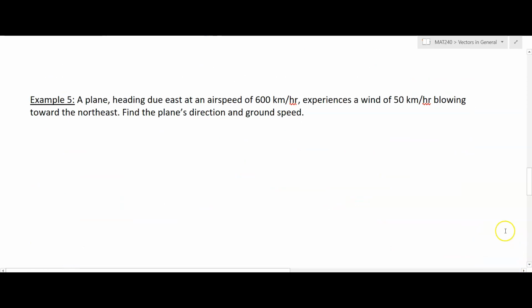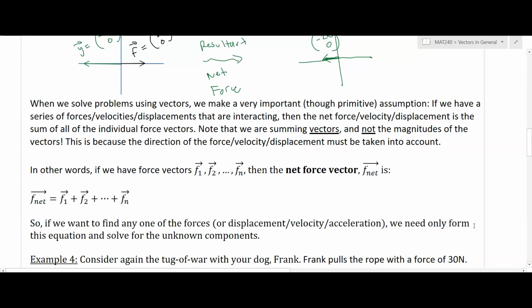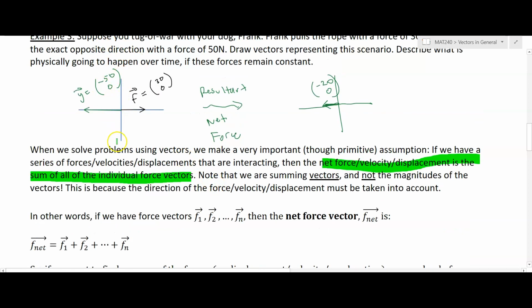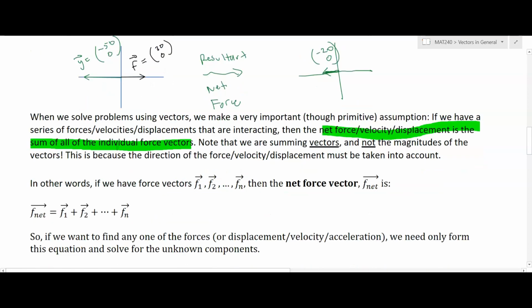Now, here's how we can verify this, and here's how we can justify this. When we solve problems using vectors, we make a very important, though primitive, assumption. If we have a series of forces or velocities or displacements that are interacting, then the net force or the net velocity or the net displacement is the sum of all the individual forces. So the net, note that we are summing vectors and not the magnitudes of the vectors. Here we kind of did that, but only because those were along the same axis.